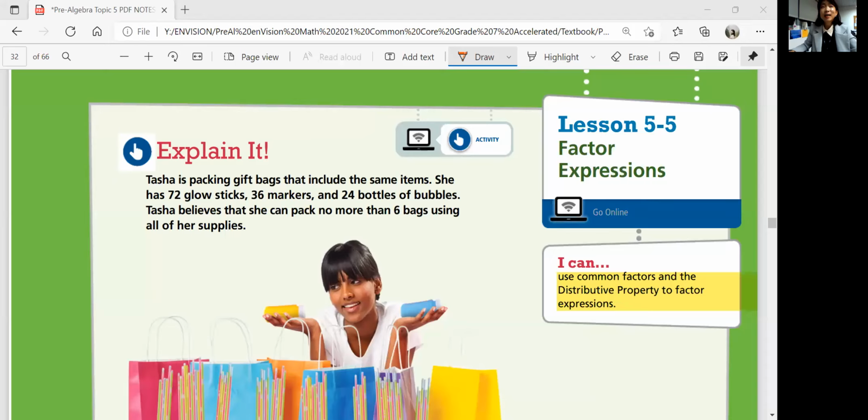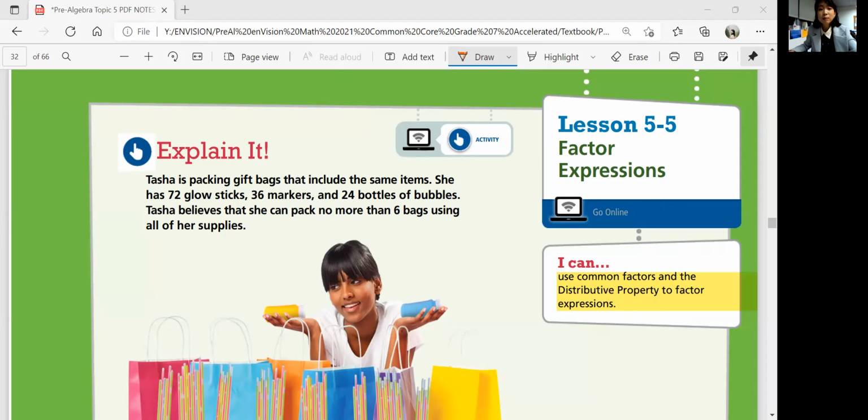Hi everyone, this is Pre-Algebra, lesson 5-5. We're more than halfway done with this topic. Factoring expressions. In this lesson, we'll be able to use common factors and the distributive property to factor expressions.